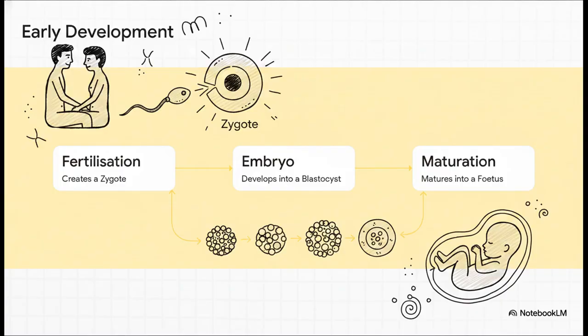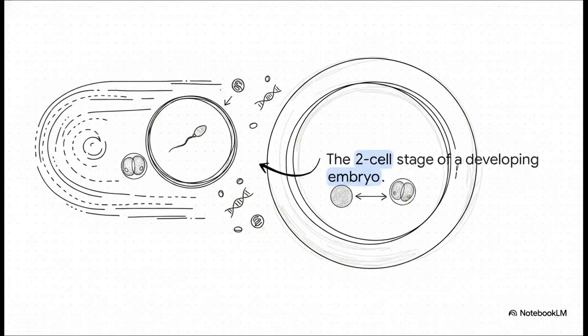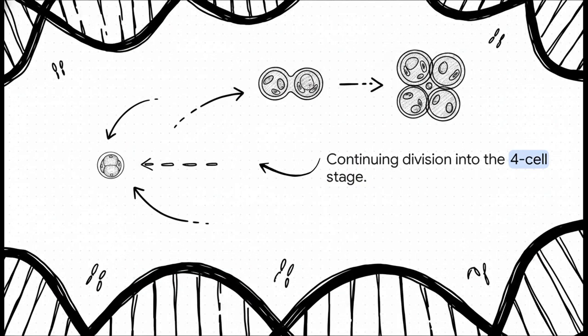I want you to imagine time just speeding up right before your eyes. Almost immediately following fertilization, that single-celled zygote, which is carrying that newly combined diploid genome with all those dominant and recessive alleles we just covered, begins the process of mitosis. It splits perfectly in half to form the 2-cell stage. And that rapid pace, it doesn't stop. The cells just keep doubling, dividing again to create a highly distinct 4-cell stage.